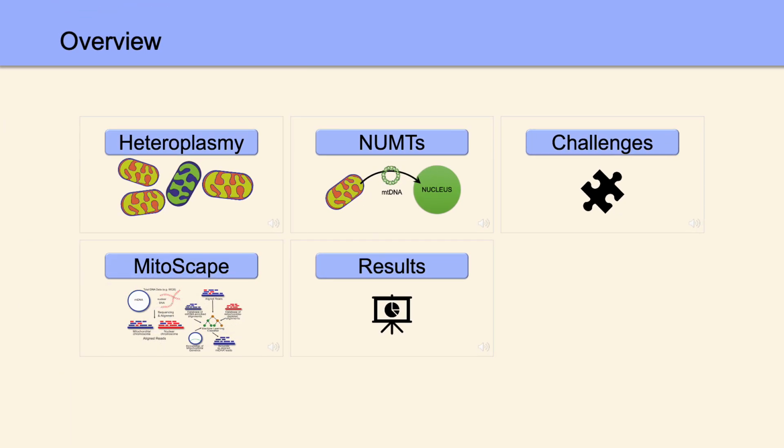Here's an outline of the talk that I'm going to give today. First, I outlined some of the challenges that we faced in analyzing mitochondrial DNA, including heteroplasmy and numts. We developed a novel big data machine learning tool called MitoScape to address these challenges, and I'll show you some of the results that we obtained in using MitoScape.